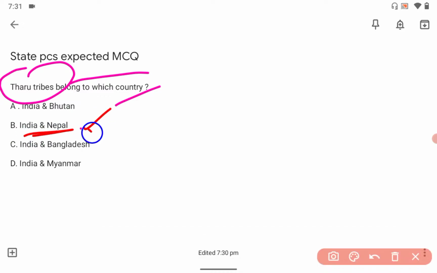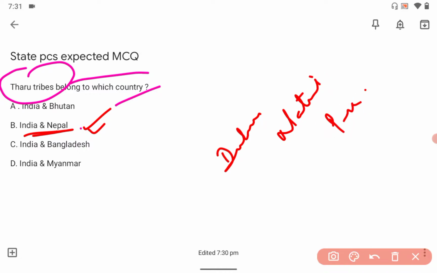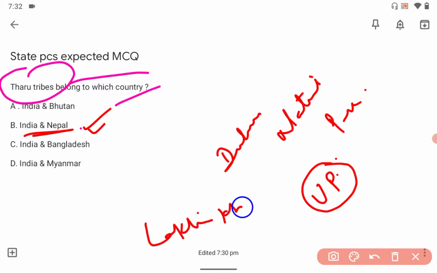Okay, why is it in the news? It was in the news because of Dudhwa National Park. Okay, the district name is Lakhimpur Kheri district.